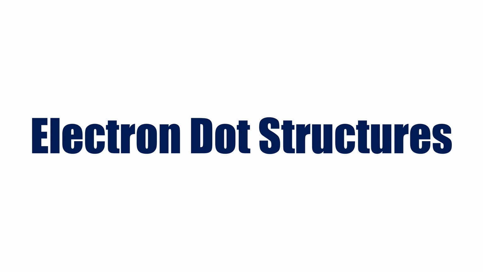In this lesson, we're going to learn how to draw what are called electron dot structures. Then we're going to use those electron dot structures to figure out how many single covalent bonds an element needs to form in order to have a full outer shell.